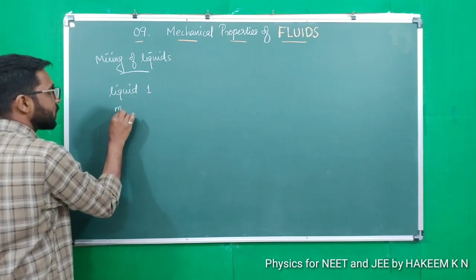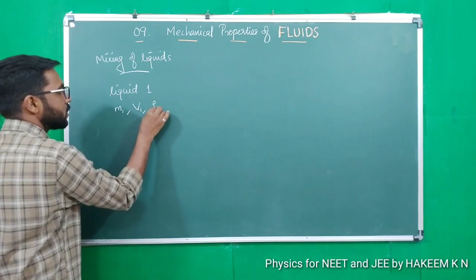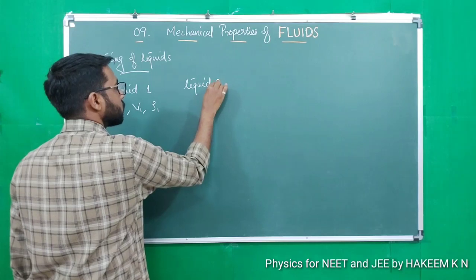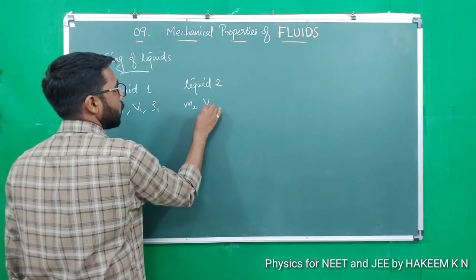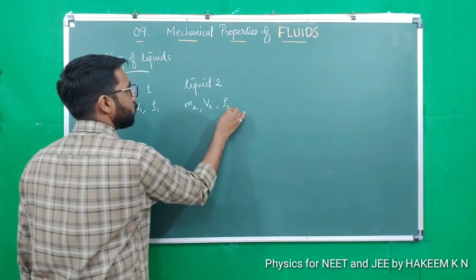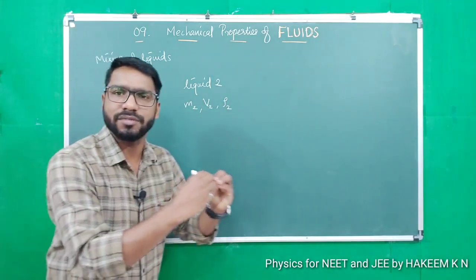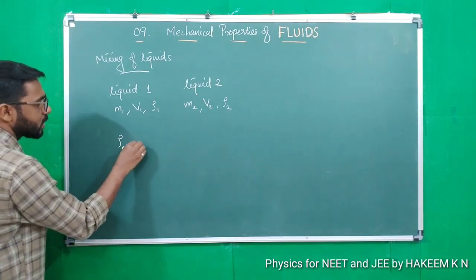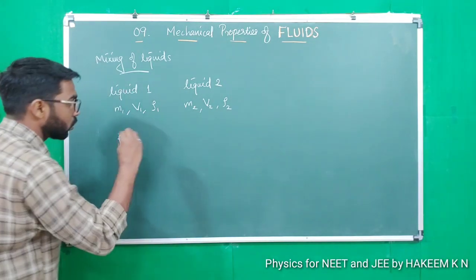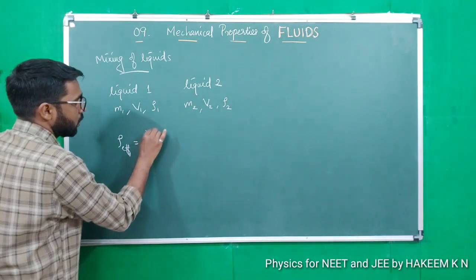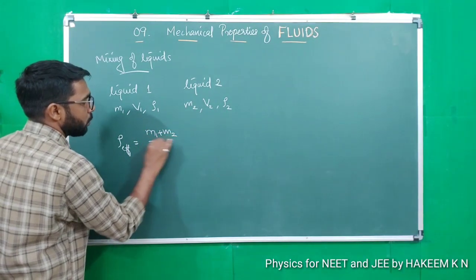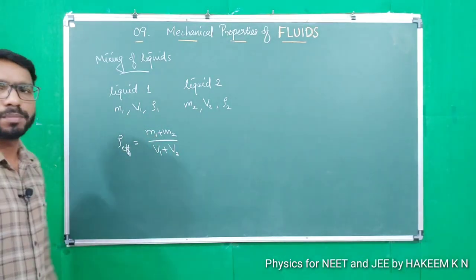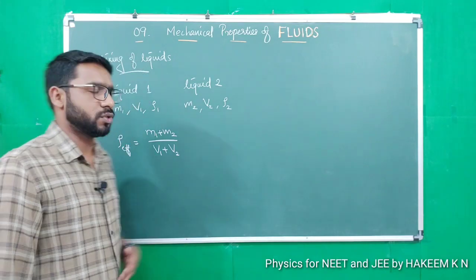When two miscible liquids are mixed, liquid 1 has mass m1, volume v1, density ρ1, and liquid 2 has mass m2, volume v2, and density ρ2. Then what will be the effective density? Rho effective, density is mass by volume, so total mass by total volume: (m1 plus m2) by (v1 plus v2).